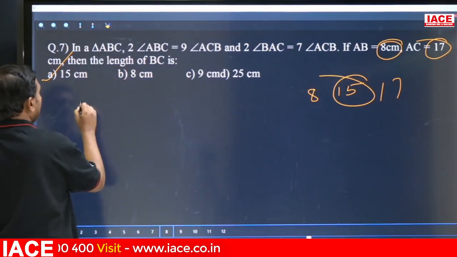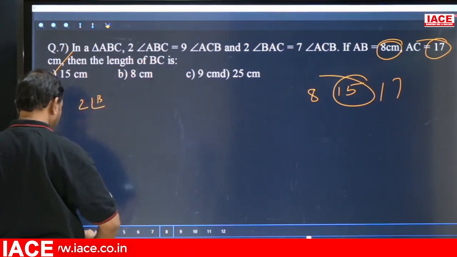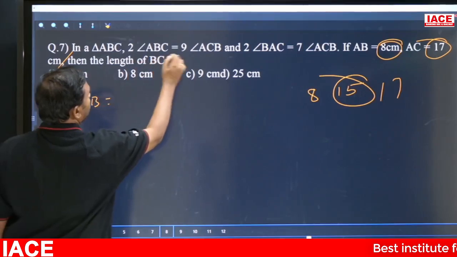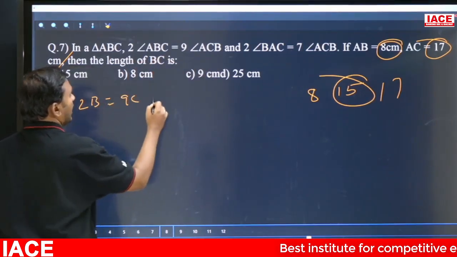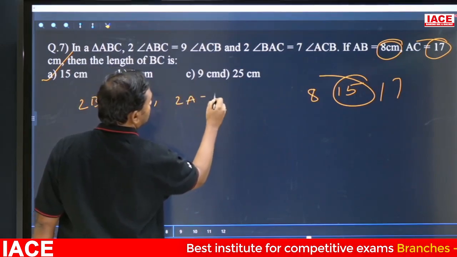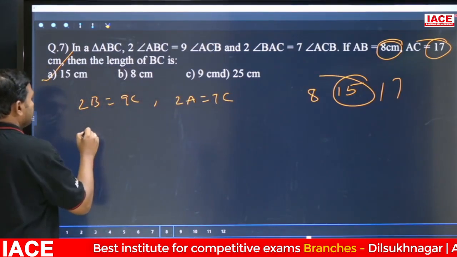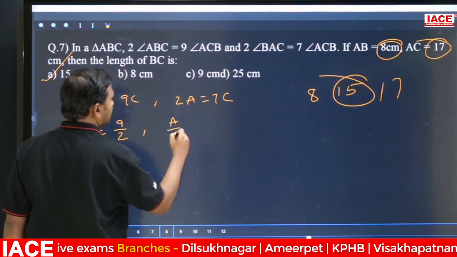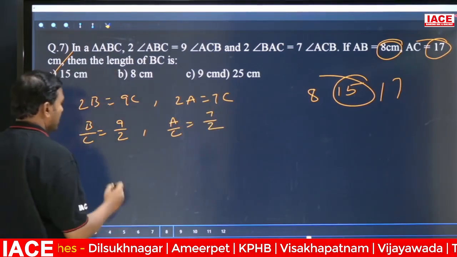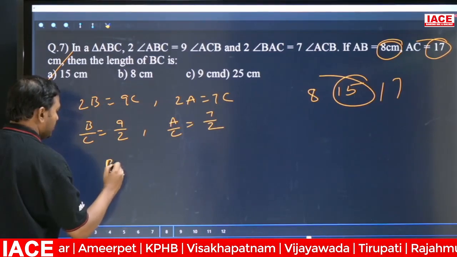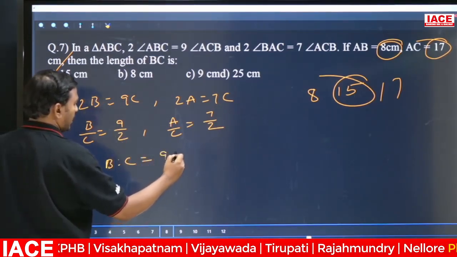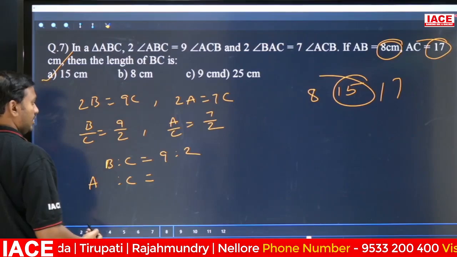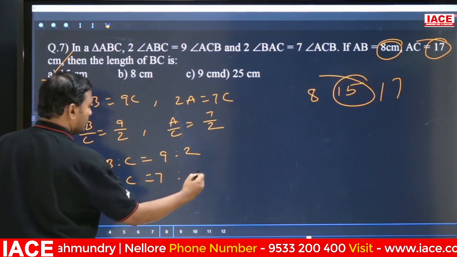What is given? 2B equal to 9C, and another thing, 2A equal to 7C. Two values, right? Now see, what is B by C? B by C is 9 by 2, and A by C is how much? A by C is 7 by 2, right? So B is to C is 9 by 2 and A is to C is 7 by 2.